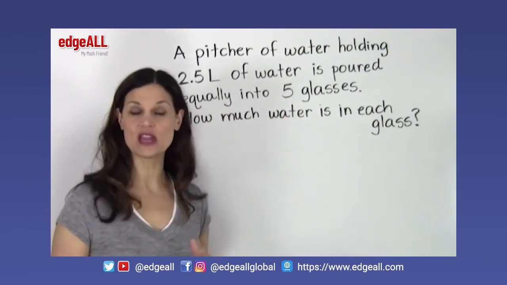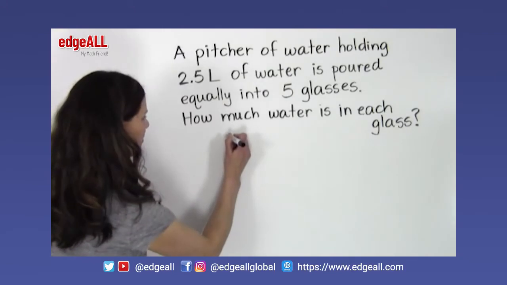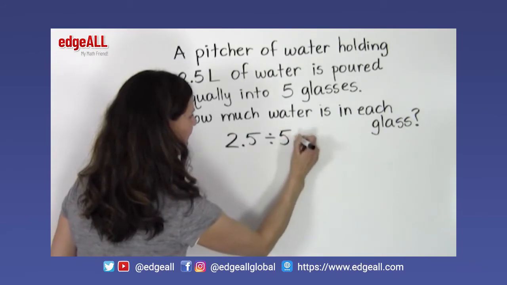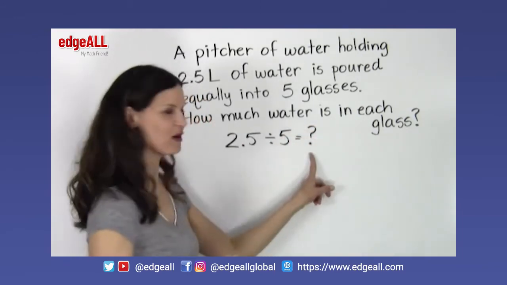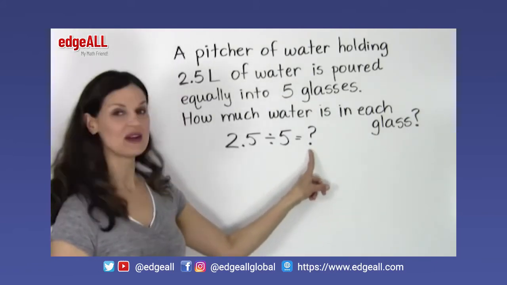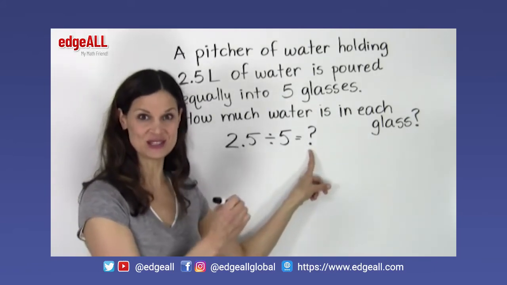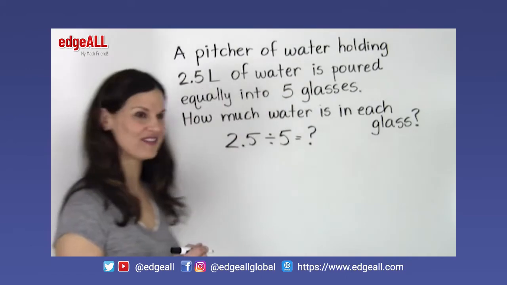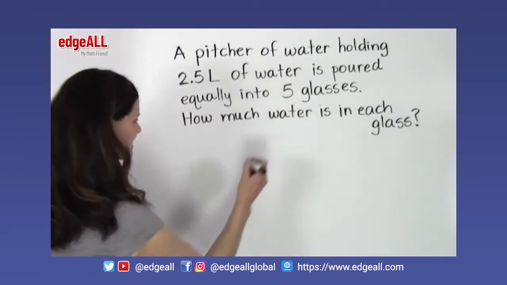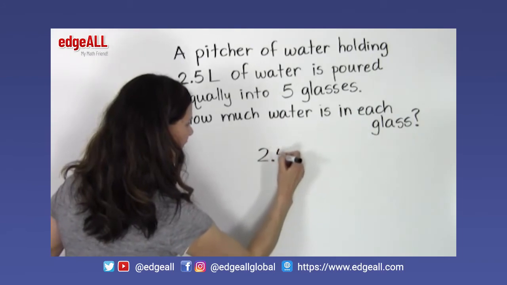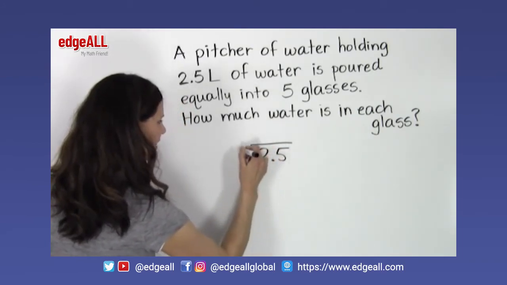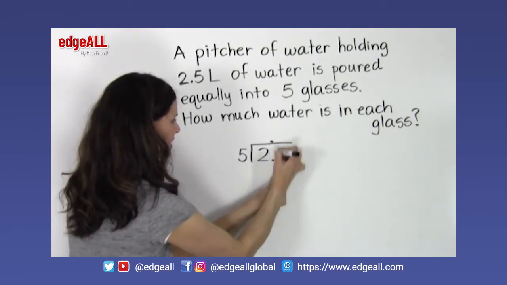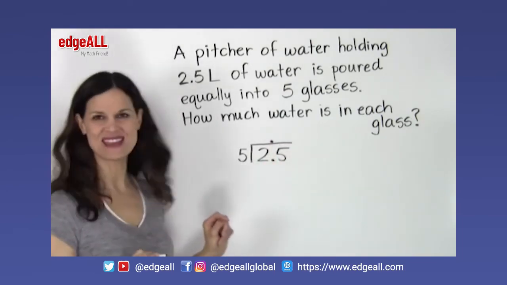So to do this, we are simply going to divide 2.5 divided by 5, and then when we get our answer though, we need to make sure that we put in our units of measure into our answer, or into our quotient. So first let's do the work of dividing 2.5 by 5. So let me set this up. I've got 2.5 divided by 5. So I want to make sure that I put my decimal right up here where it's going to be in the quotient, and I begin my division.